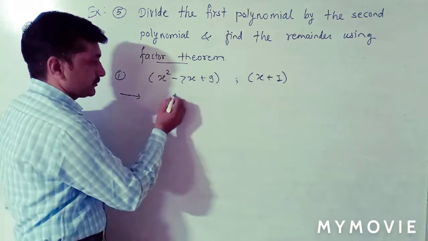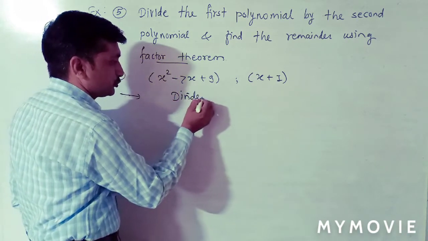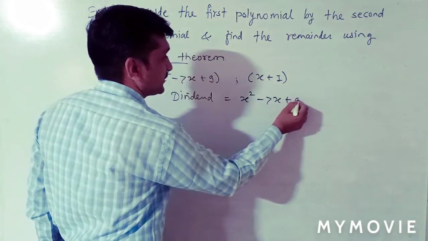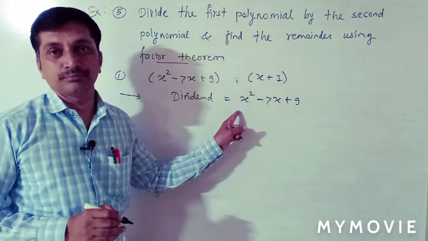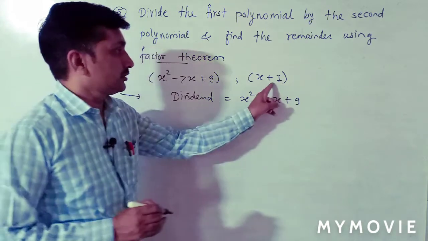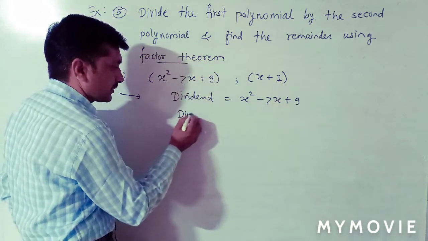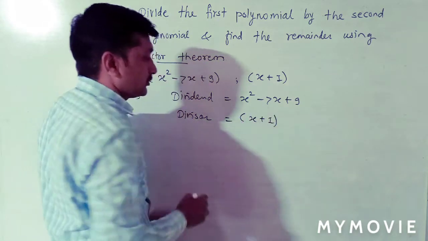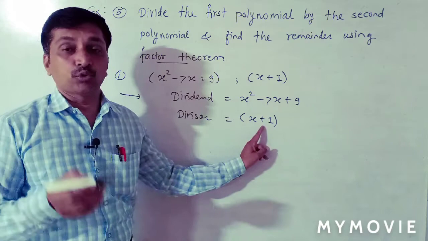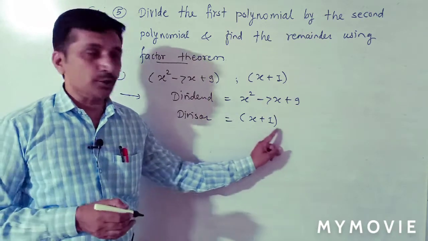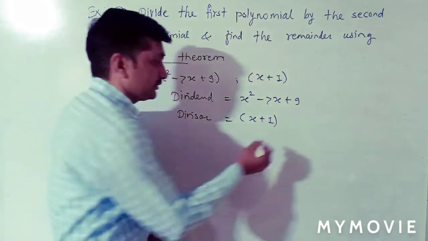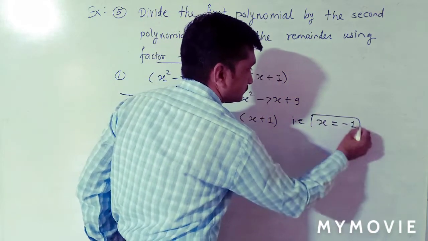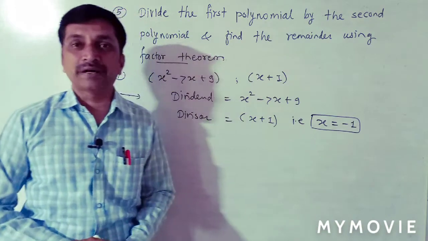First write what is the dividend. Dividend is equal to x square minus 7x plus 9. This is the given polynomial p of x. Divisor is this: divisor is equal to x plus 1. Now here the divisor is x plus 1, but what is the value of x? We have to take the opposite of plus 1, that is x is equal to minus 1.